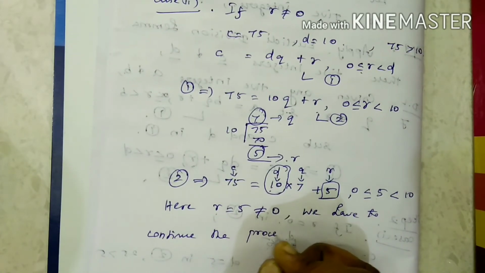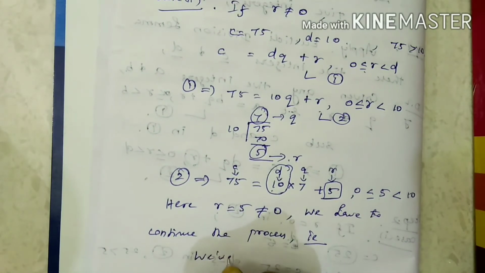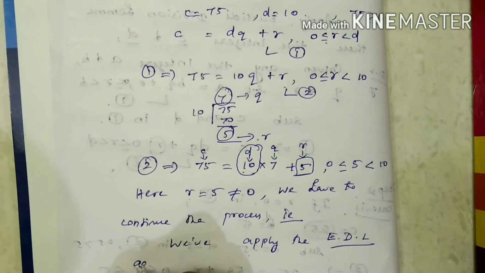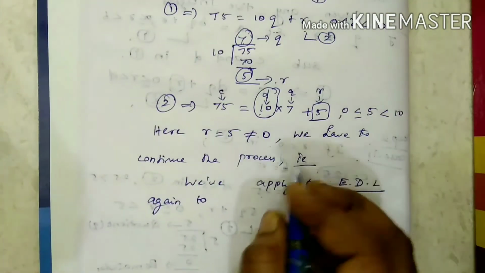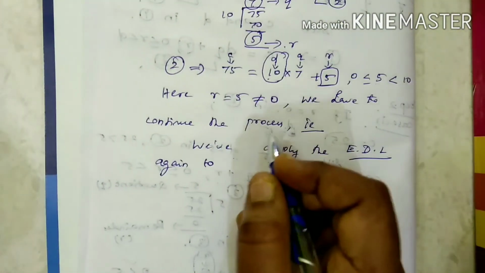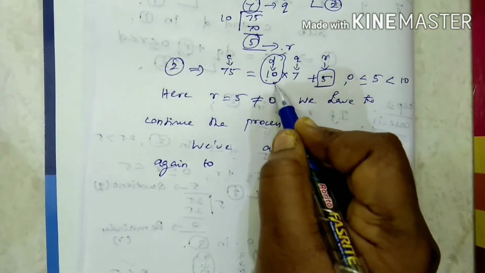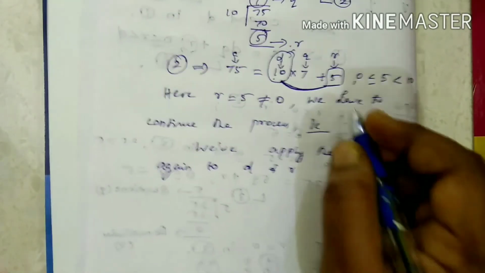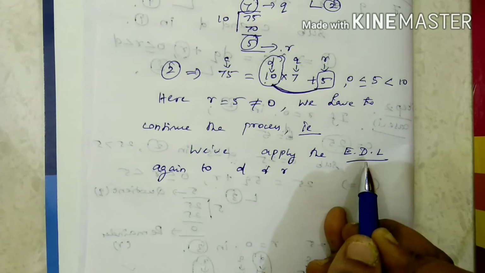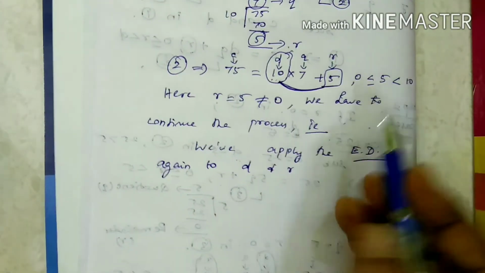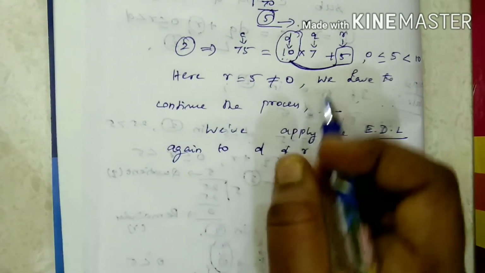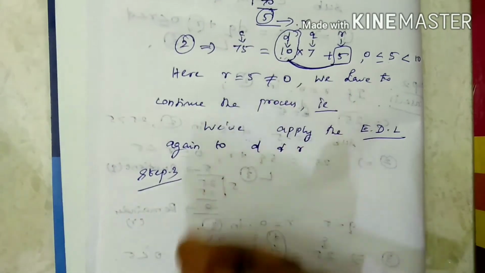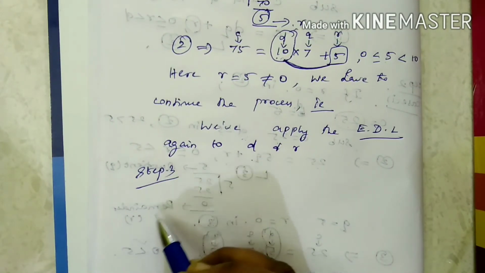That is, we have to apply Euclid's division lemma again to these integers D and R. We are again going to apply Euclid's division lemma to these two integers D and R. That is, instead of C and D, here we are considering D and R. That is the step 3 process.